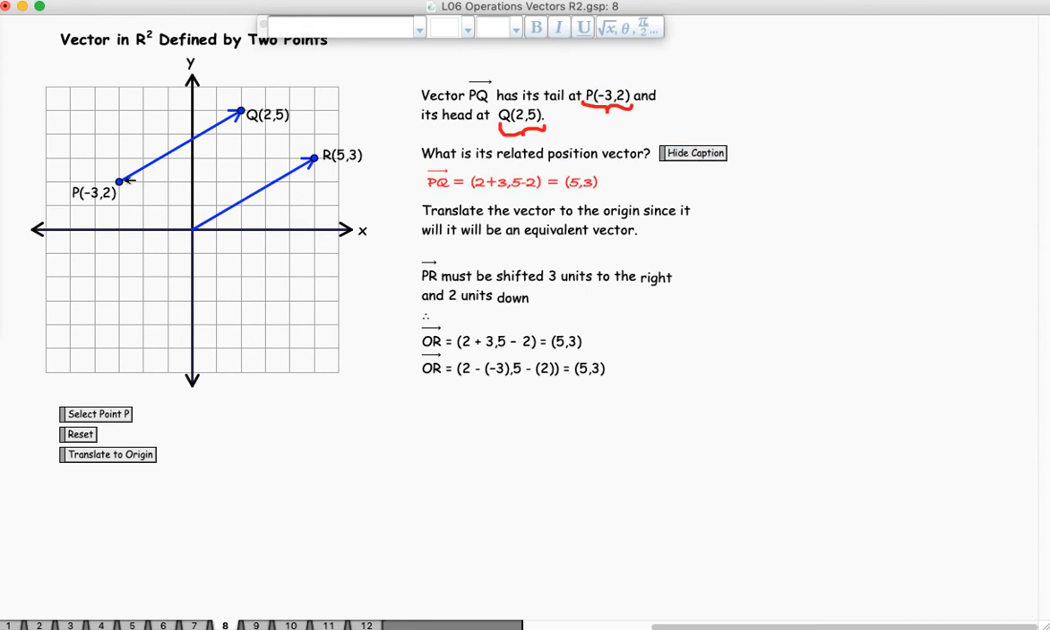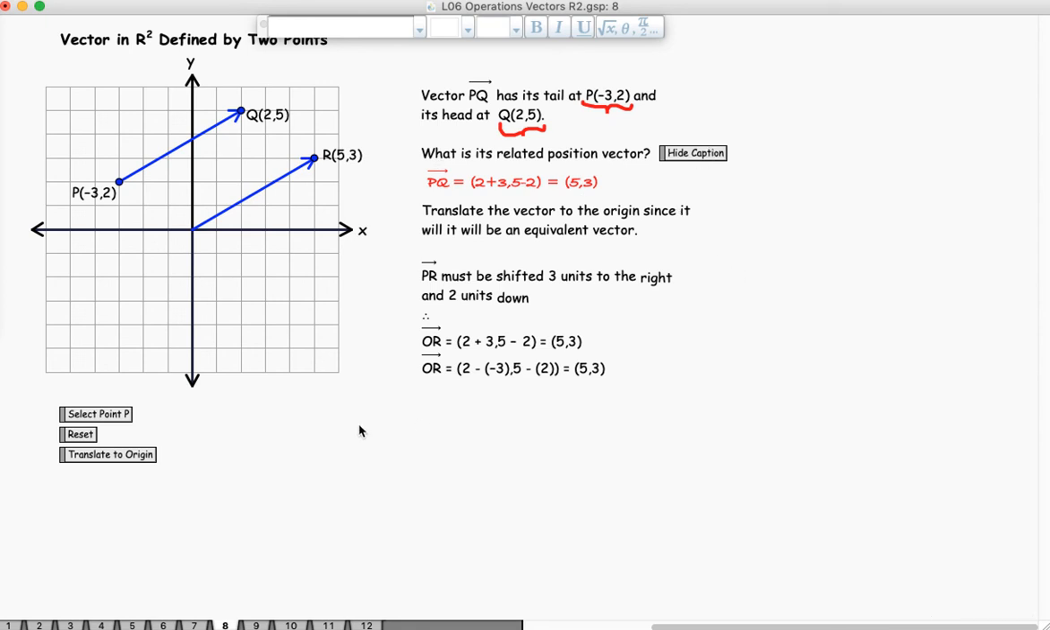That's the way I like to do it. I imagine adjusting the tail to make it 0, 0. Add 3 to the x component, subtract 2 from the y component. The same thing will happen to point Q. So add 3 to the x component of Q and take away 5 from the y component there. That gives me 5, 3.